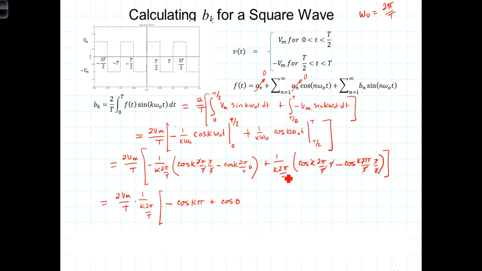Now we've factored this term out here, and we're left with plus, this is the cosine of k 2 pi, minus the cosine of k times pi.